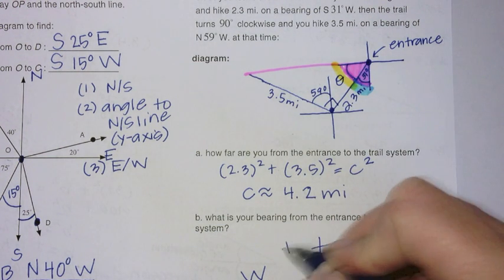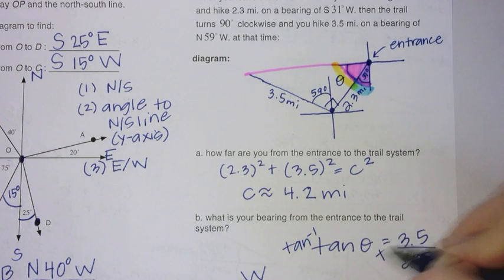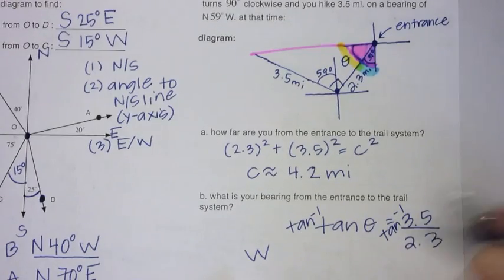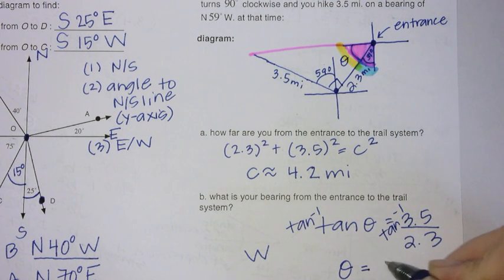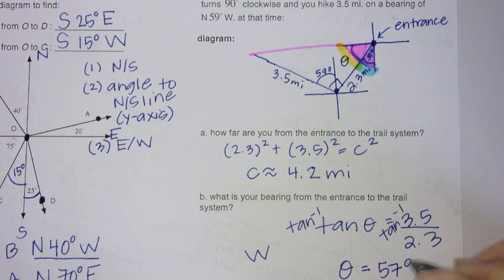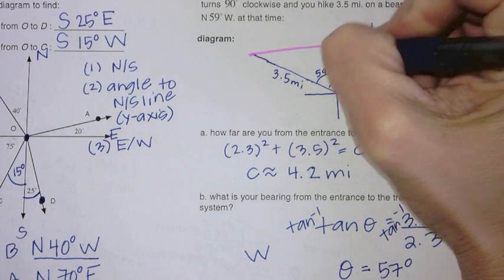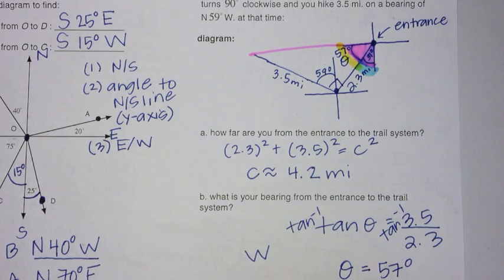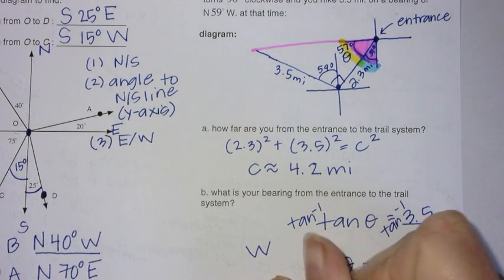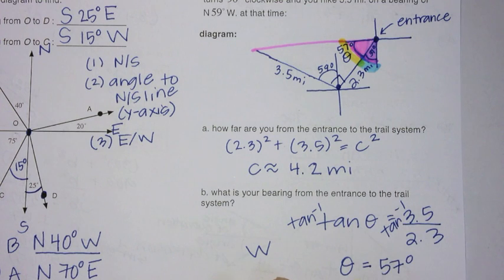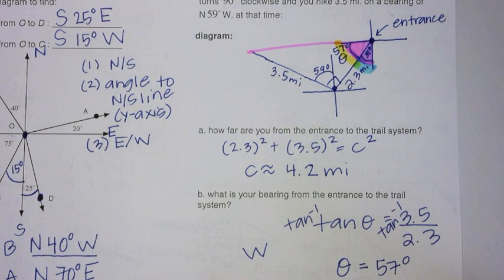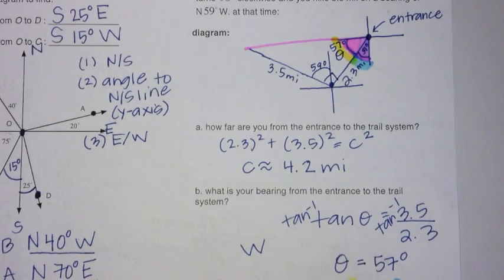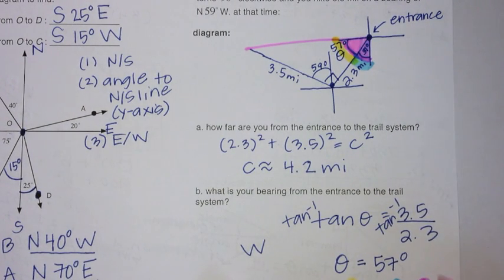So inverse tangent both sides, and I end up getting theta equals 57 degrees. So this yellow part is 57 degrees. So if I take my 57 degrees and add it to the angle that I already see in there, which is 31 degrees, I get a total angle of 88 degrees.